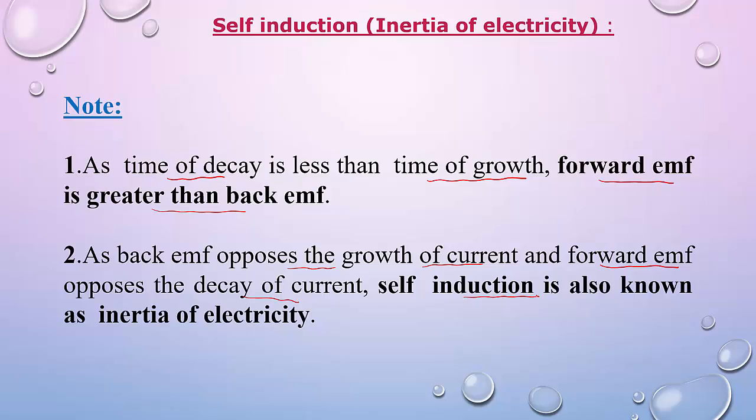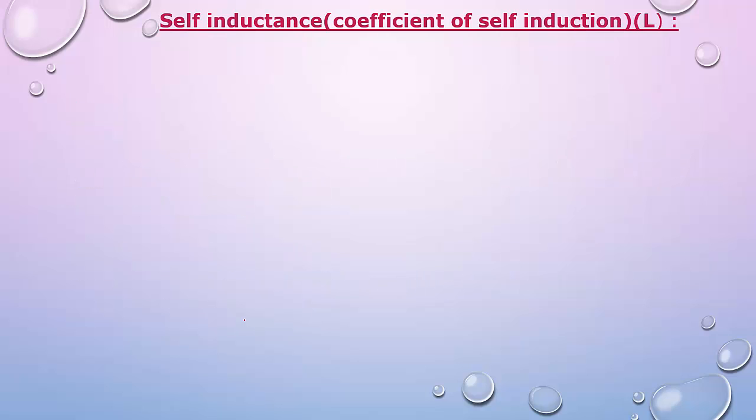So, self-induction is also known as inertia of electricity. Why are we going to call it inertia of electricity? Because whatever induced EMF takes place in the coil, it opposes growth of the current as well as decay of the current. It opposes movement of the charges. So that's why we call it inertia of electricity. Yes, why is self-induction also called inertia of electricity? Because back EMF opposes growth of the current and forward EMF opposes decay of the current. So we call it inertia of electricity.